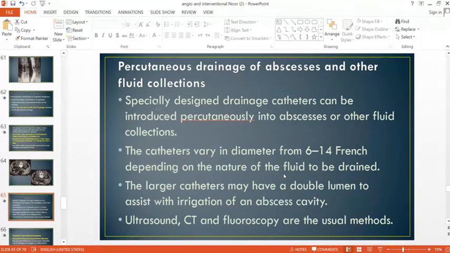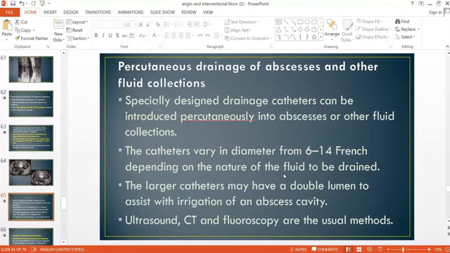A specially designed drainage catheter is introduced percutaneously into abscesses or other fluid collections. The catheters vary in diameter from 6 to 14 French, depending on the nature of the fluid to be drained. The larger catheters may have a double lumen to assist irrigation of the abscess cavity.